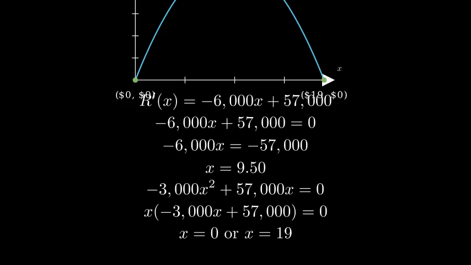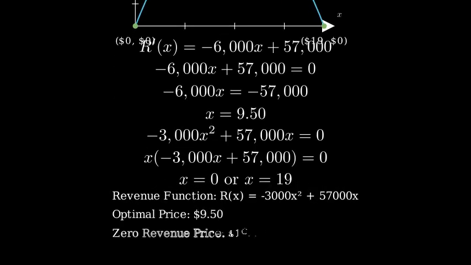Let's summarize our findings. The revenue function is R of x equals negative 3,000x squared plus 57,000x. The optimal ticket price is $9.50, and revenue becomes 0 at a price of $19.